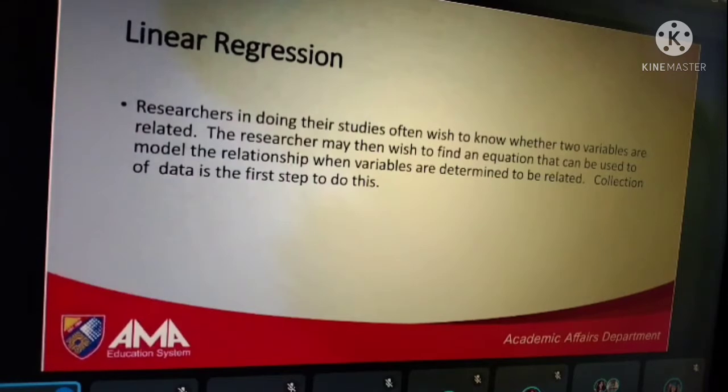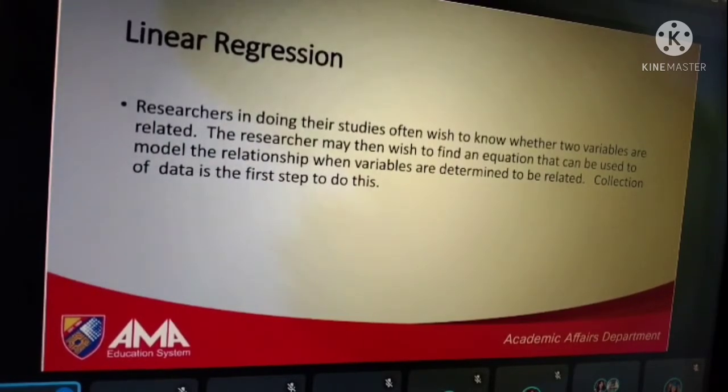Linear regression. Ang isang researcher ay gumagawa ng kanyang study dahil gusto niyang malaman o i-compare yung dalawang variables. The relationship between the x and y. May mga ganong kasing correlation. Ang tawag doon, regression and correlation. No? Halimbawa, nag-isip ka ng isang study, isang research. Ano ba yung gusto mo maging research?